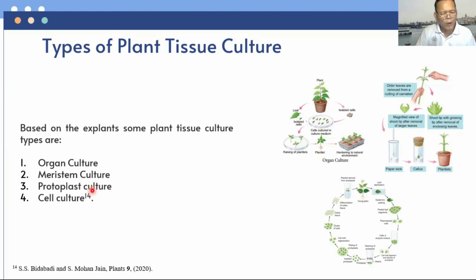The third is protoplast culture. Protoplasts are cells without a cell wall but bounded by a cell membrane or plasma membrane. Using protoplasts, it is possible to regenerate whole plants from a single cell and also develop somatic hybrids, the steps involved in protoplast culture. The last is cell culture.